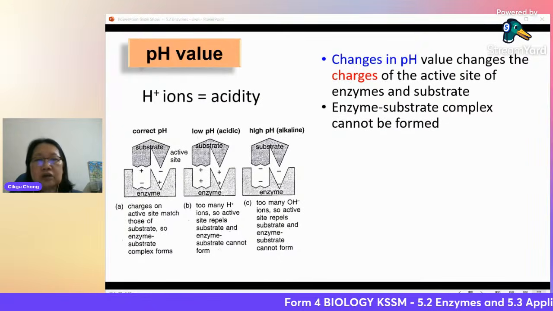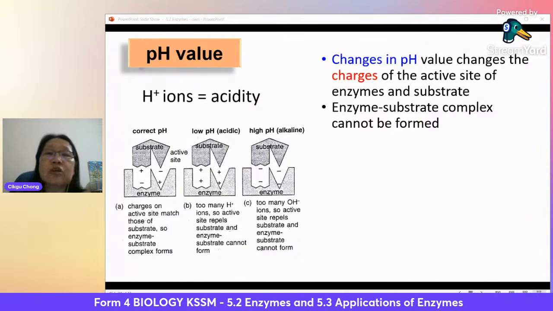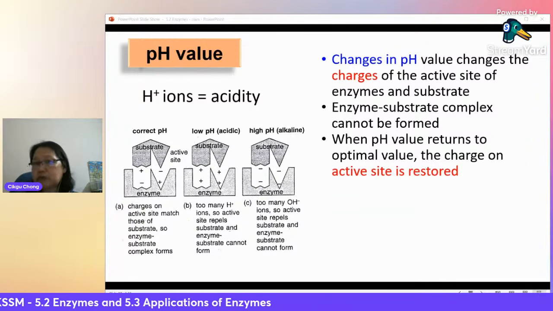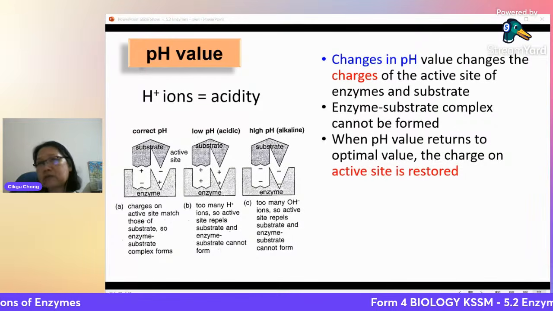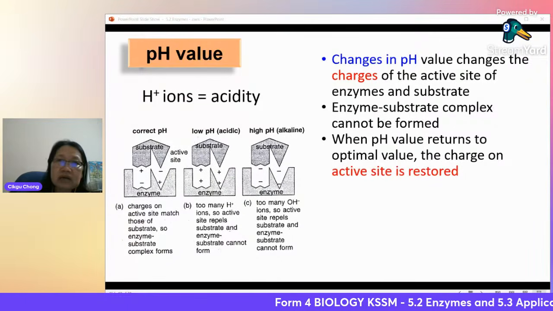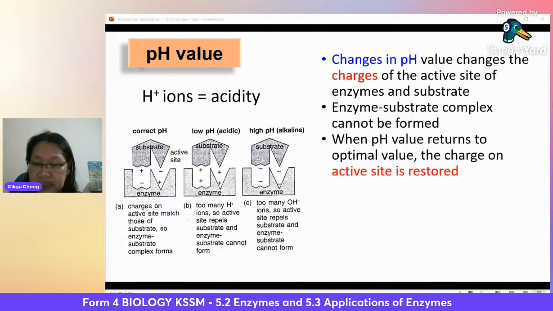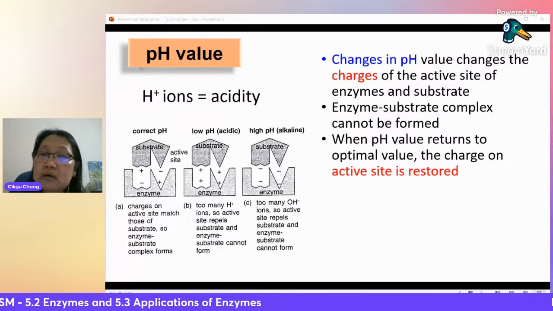Okay, so originally, if you already change the charges, your enzyme substrate complex cannot be formed. But if you reverse it, you restore the charges. If it's alkaline, you put in acid. If it's acidic, you put in alkaline. If you reverse the charge, the active site is restored. You can use your enzyme back.